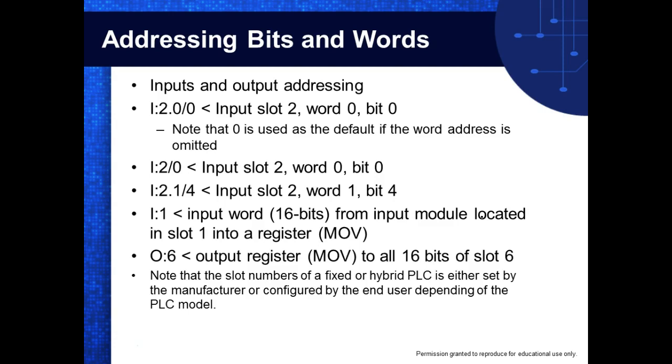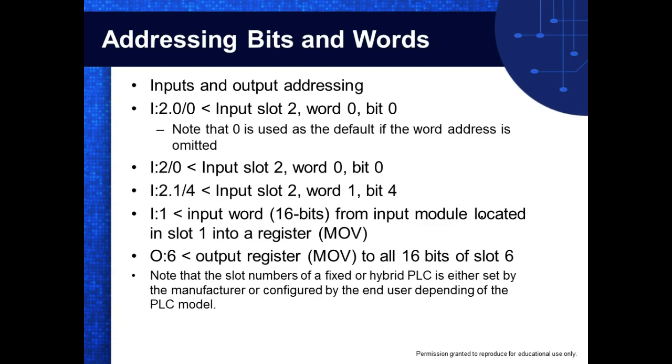So into 1.14, this would be what? Input, slot 2, word 1, bit 4. Input 1. This is going to input the whole word, but it's going to be word 1, right? We'll use this a lot. You did it in the counter instructions. In fact, when you said C5:0, you actually addressed 3 words. One of them was for the preset, one of them for the accumulator, and one for the status, right?